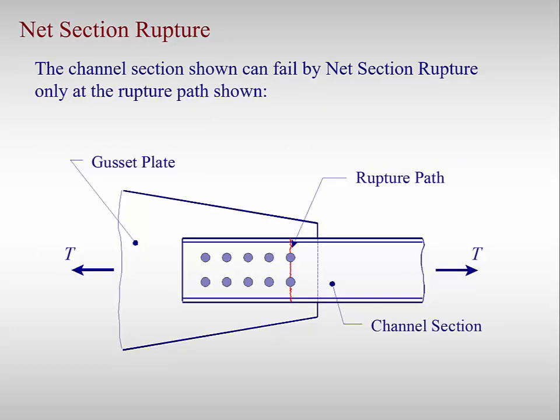Shown is a channel shape bolted to a gusset plate. The rupture path must occur at the lead set of holes, as this is where the highest force is in the member and allows the member to physically separate from the connection. Also, when calculating the net area, only 2 bolt holes are deducted from the gross cross-sectional area of the member since only 2 bolt holes will be in the rupture path.